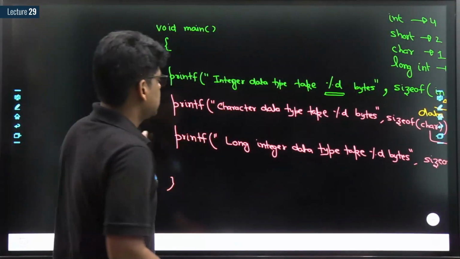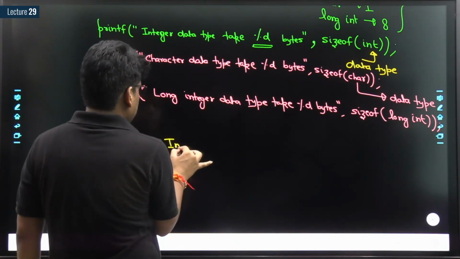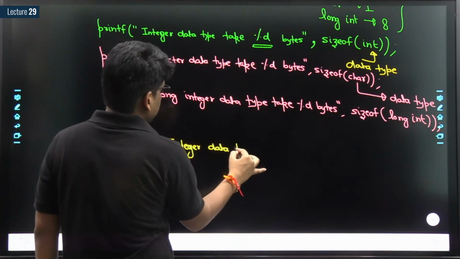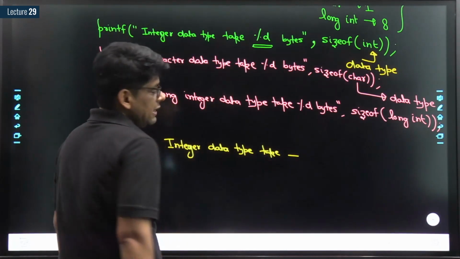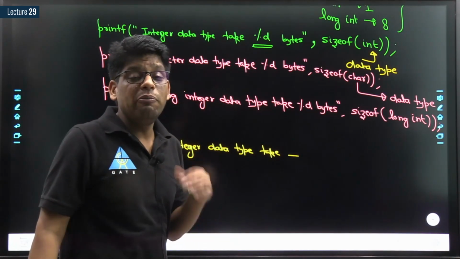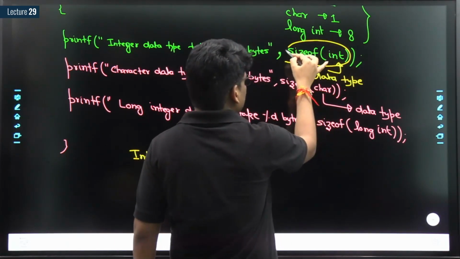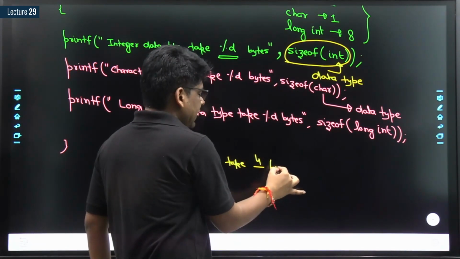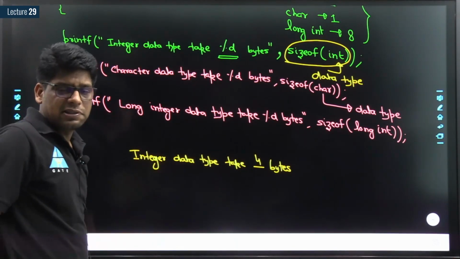Sir, how are things working? If the first printf is running, then "integer data type" is printed as it is. By looking at %d, the compiler gets to know some integer value is to be printed, but from where to collect this value after the comma? That means sizeof int will return the size of integer, which is 4. And see, "bytes" will be printed as it is. So that's how you can print something like this.